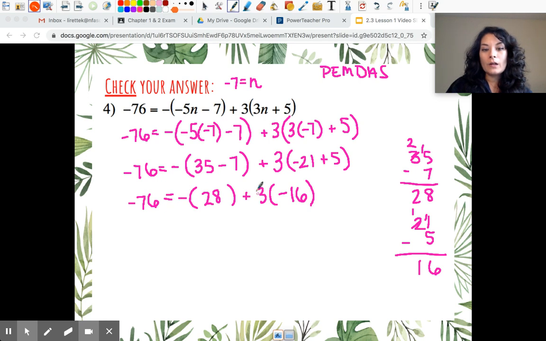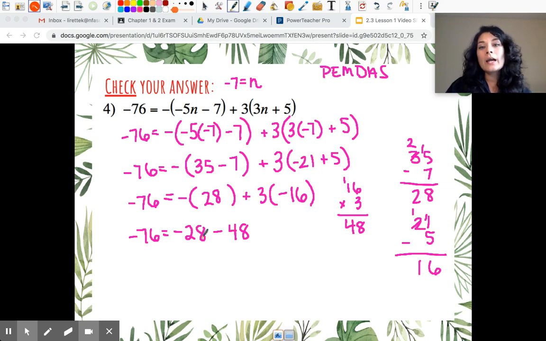And now these numbers on the outside, I just multiply. So again, this negative is really just a -1. -1 times 28 is just going to give me -28. 3 times 16 I'll do off to the side. I'll stack and multiply. 6 times 3 gives me 18. 3 times 1 plus 1 more gives me 4. And it's a -48 because positive times negative gives me negative.